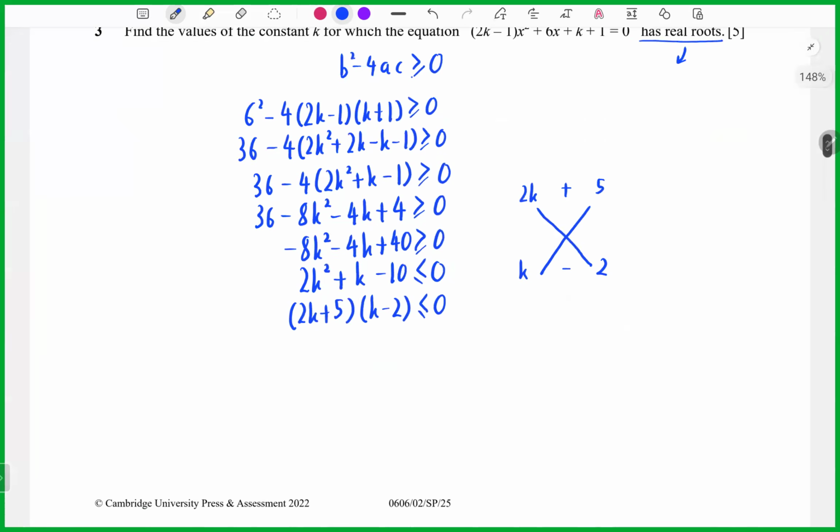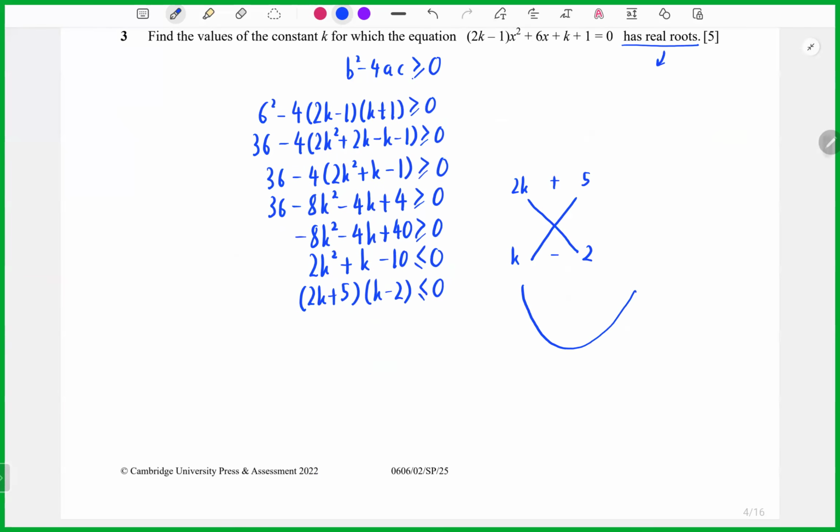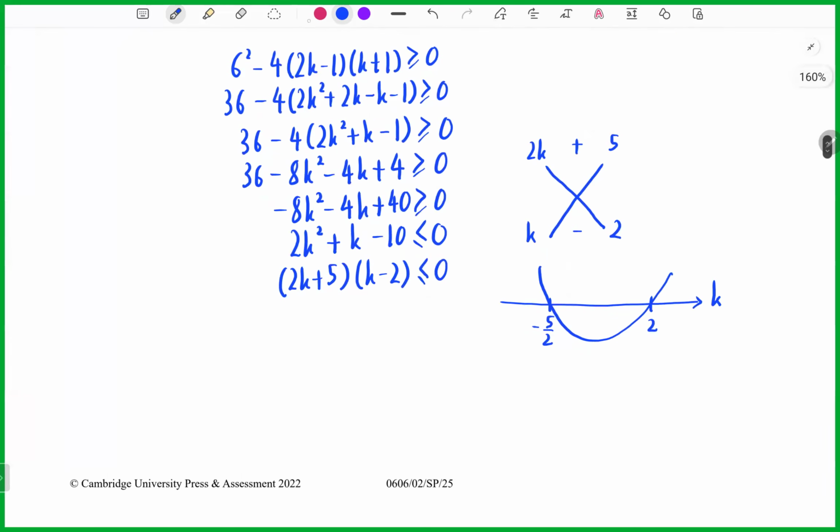So we can try to sketch out the graphical method. I can label here negative 5 over 2, and here is 2, and here is k. Because it's less than 0, we can label here. So your answer will be k between negative 5 over 2 and 2.